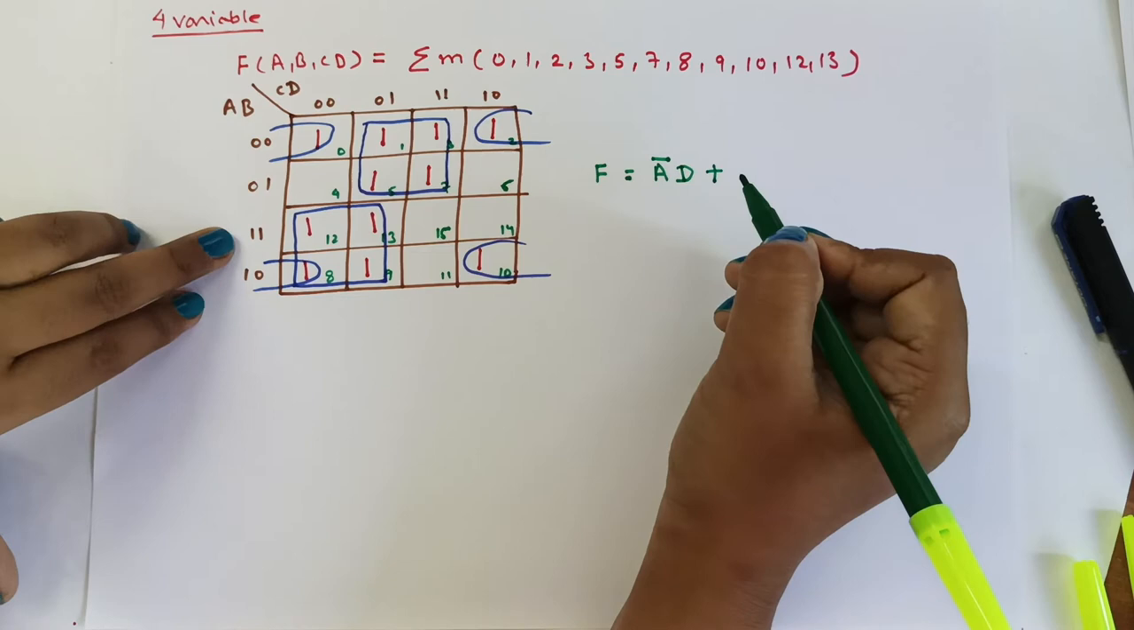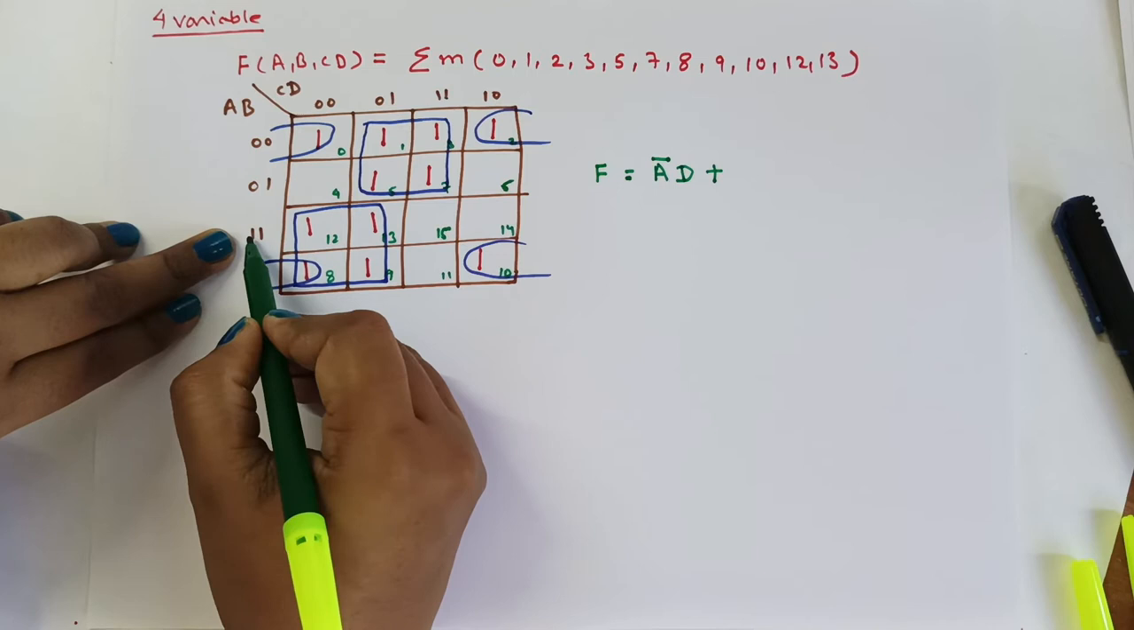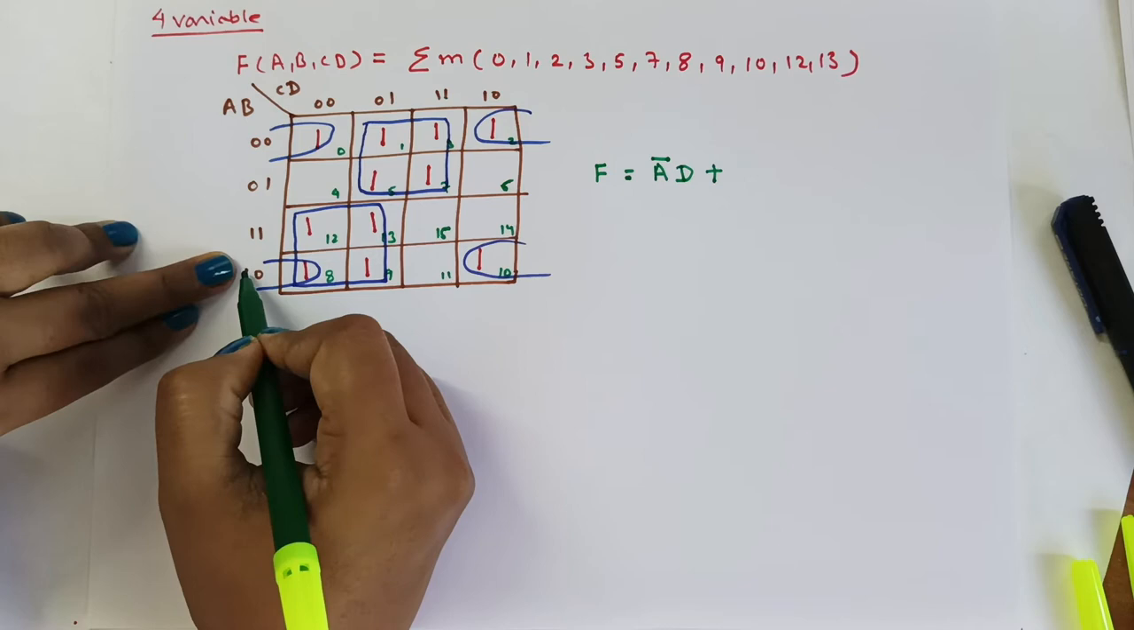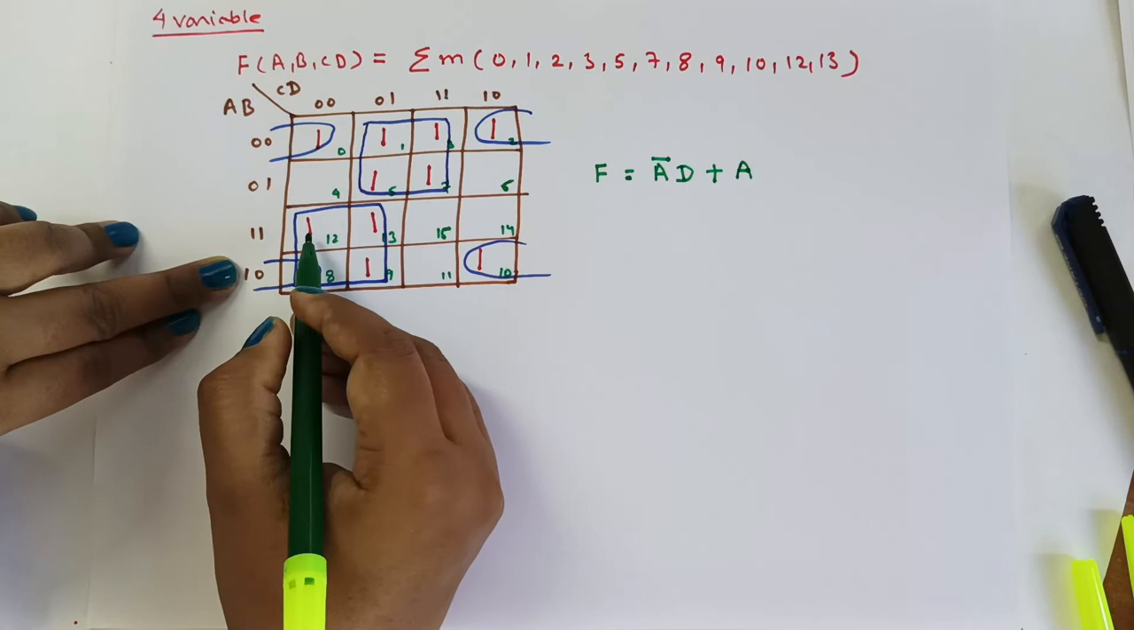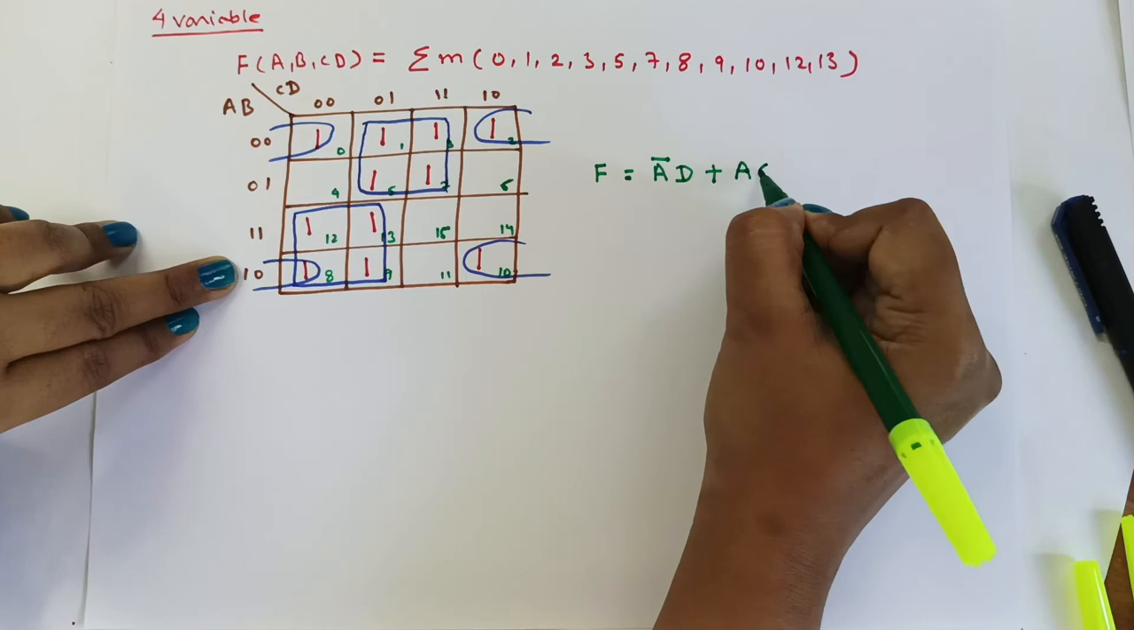We will see the second group. This is the second group. So here 1, 1, 1, 0. So 1, 1 is not changing, A is not changing. So we will write A. And here 0, 0 and 0, 1. So 0 is not changing here. That means C bar is not changing. 0 means C bar.